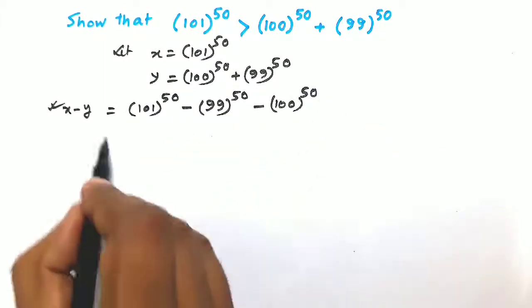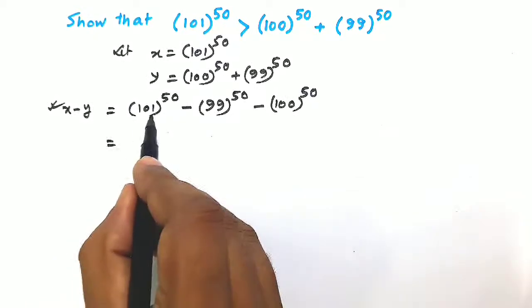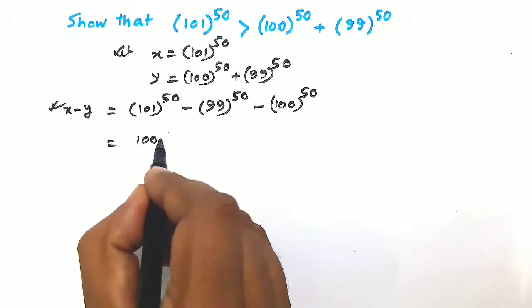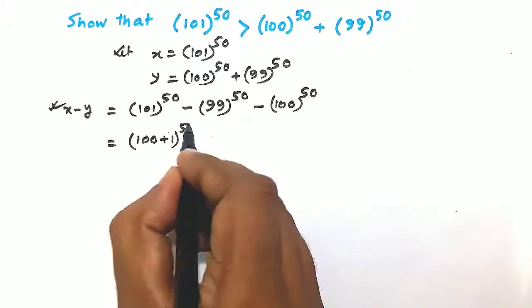Okay, so friends, watch carefully. 101 can be written as (100 + 1)^50.